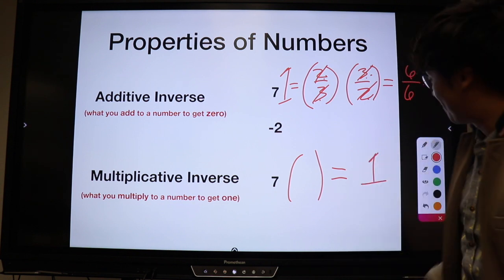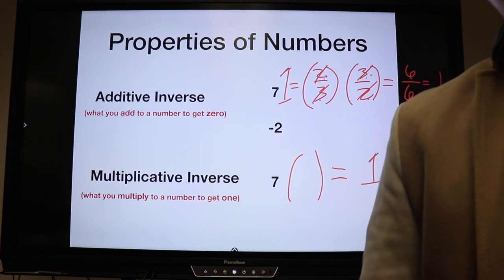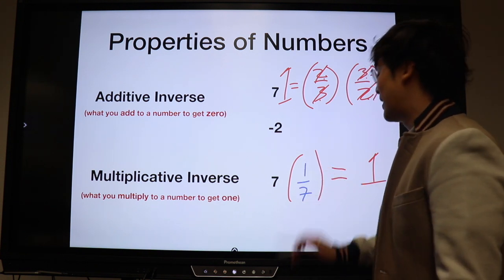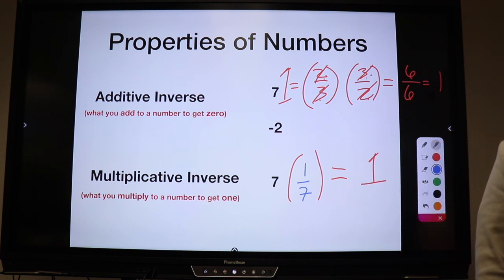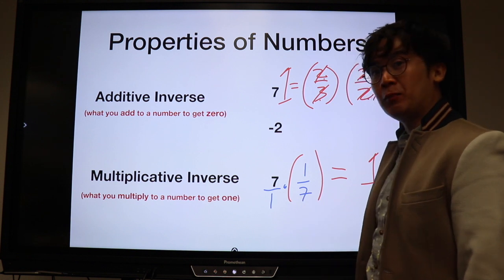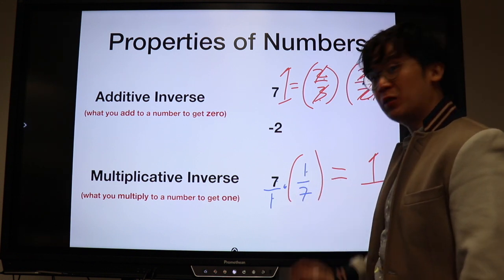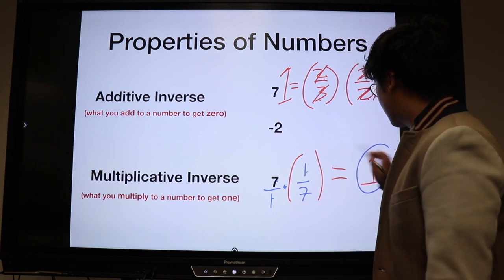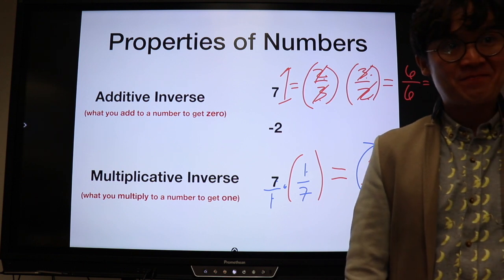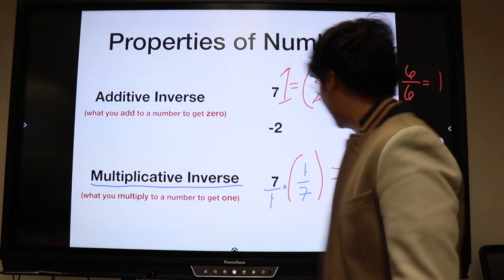Let's do this again. What number can you multiply to 7 so that it will equal 1? 1 over 7. Yes, 1 over 7. Because we know that 7 is 7 over 1. And if you multiply this, it will equal 7 times 1, which is 7, over 1 times 7, which is 7. 7 over 7 is 1. Got it? Okay. And that is the multiplicative inverse.